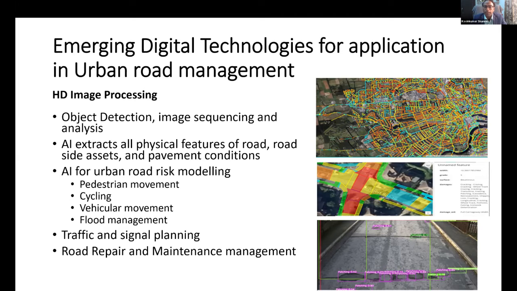The same data can be used for predicting pedestrian movement, cycling and vehicular movement, and also for traffic and signal planning. So you have multiple data generated in this, and I require another artificial intelligence algorithm to solve these kinds of problems. Image processing and high definition cameras are revolutionizing the way we gather and analyze data.